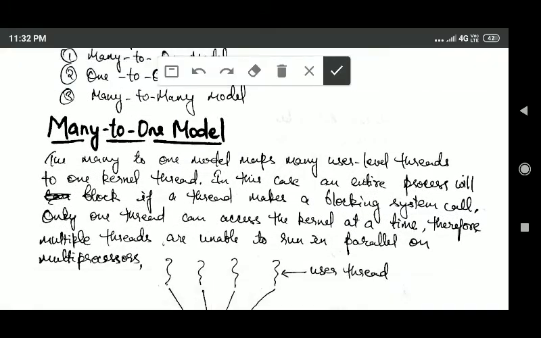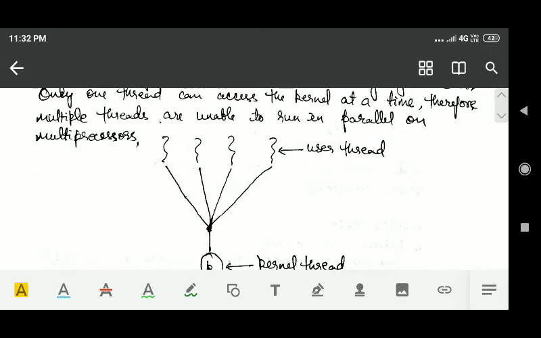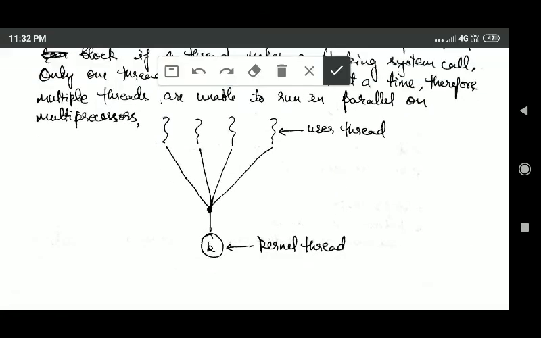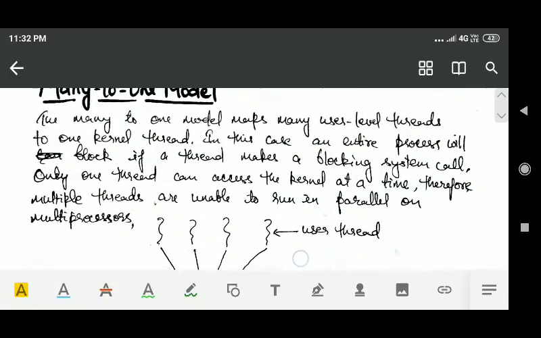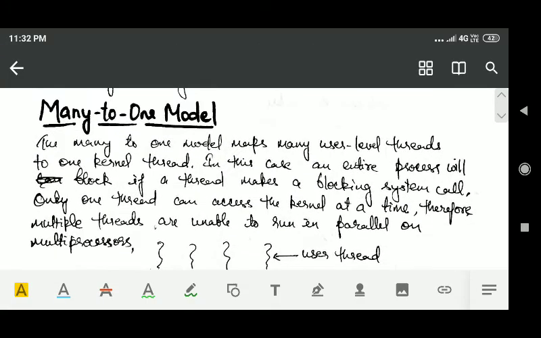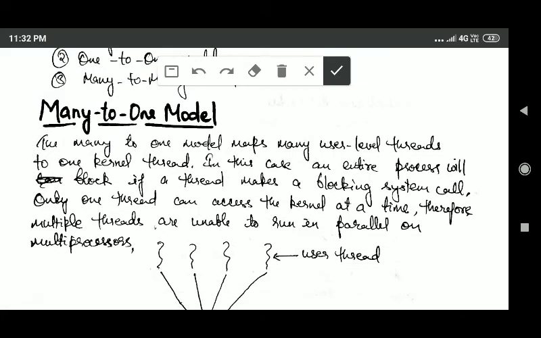The many to one model maps many user level threads to one kernel thread. As you can see here in this diagram, many user level threads are mapped to one kernel thread. So what happens in the many to one model? In the many to one model, many user level threads are mapped to one kernel thread.